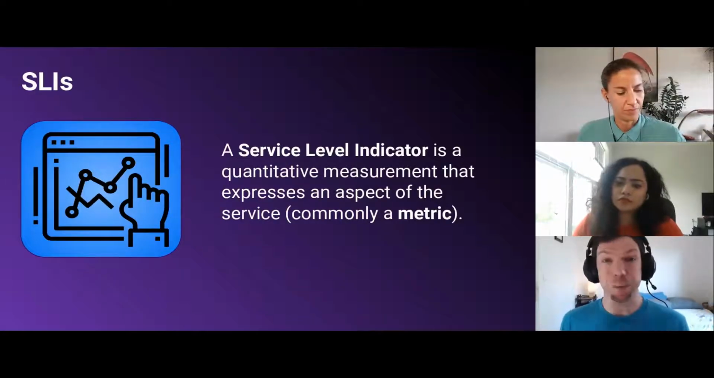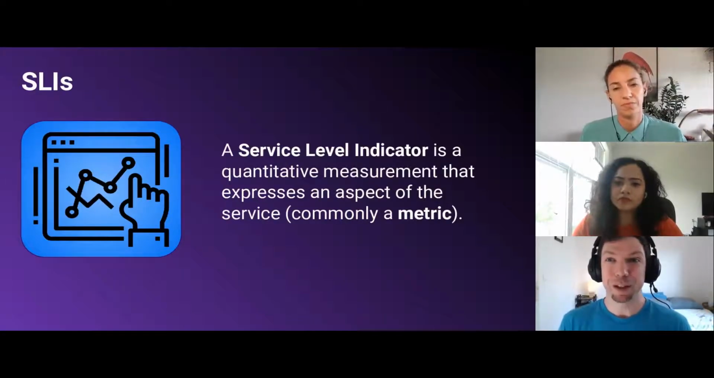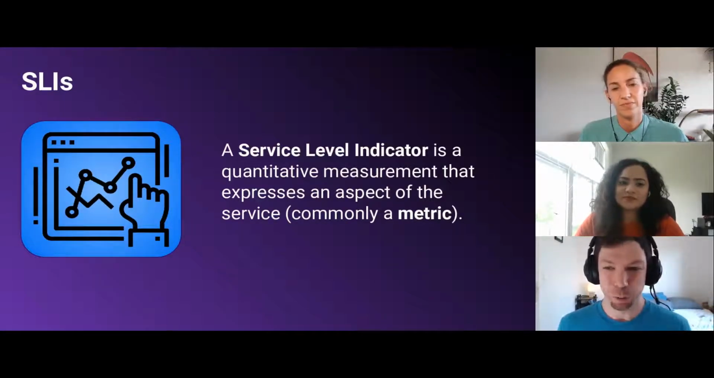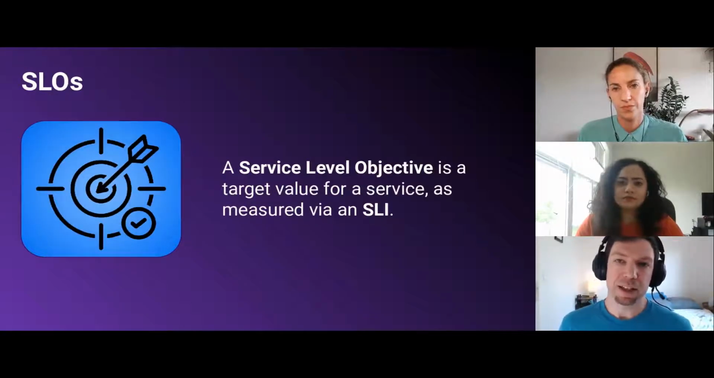Conversely, if we are talking about hits on a web page, we probably don't need to measure it deeper than an integer. If we are measuring it as a floating point number, we're probably doing something wrong. Anyway, enough said about SLIs. Again, we're talking about a quantitative measurement that expresses an aspect of the service, and that's something that's important, right? These form the basis of SLOs.